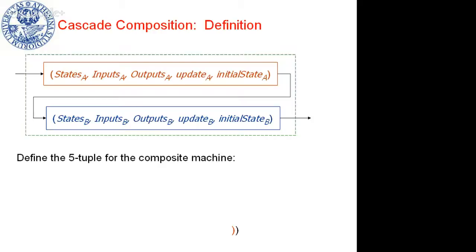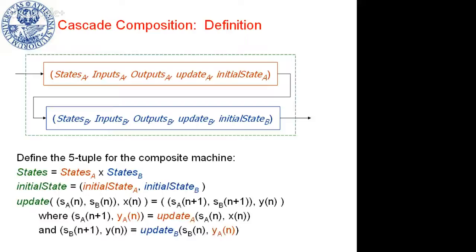So, what we're interested in is to compute the definition of the composite. The definition of the composite means defining the elements of the tuple that define the composite state machine. So, what are the states of the composite? What is the initial state of the composite? What is the input alphabet? What is the output alphabet? And what is the update function?